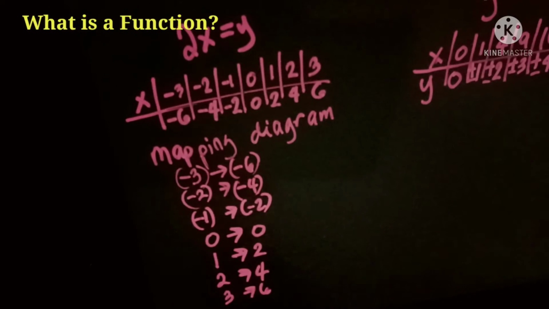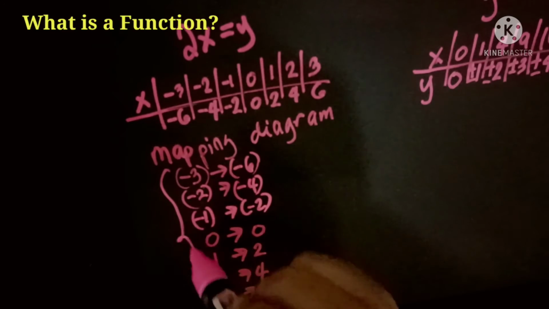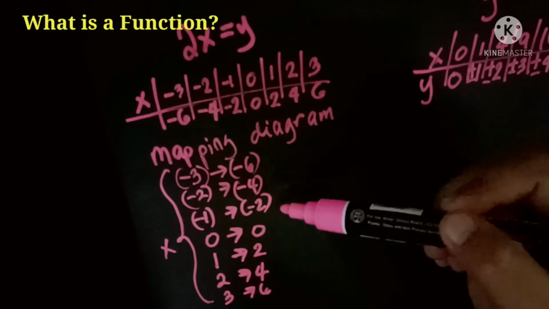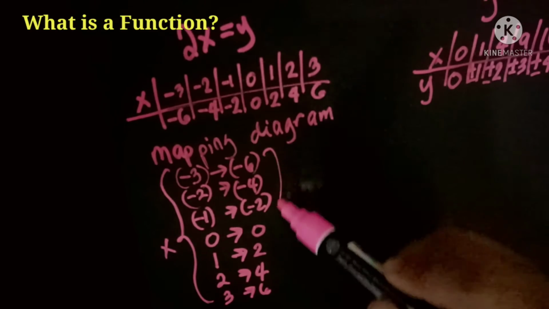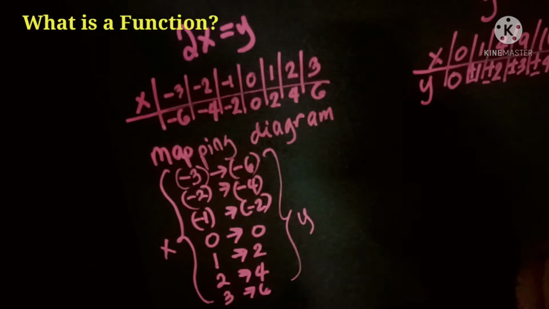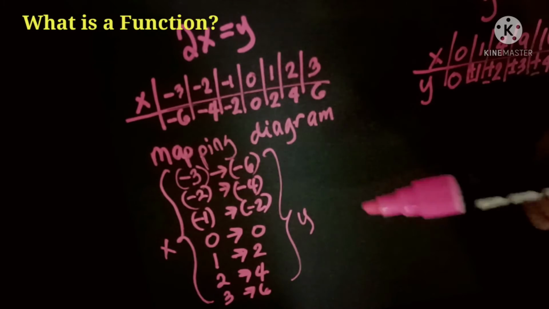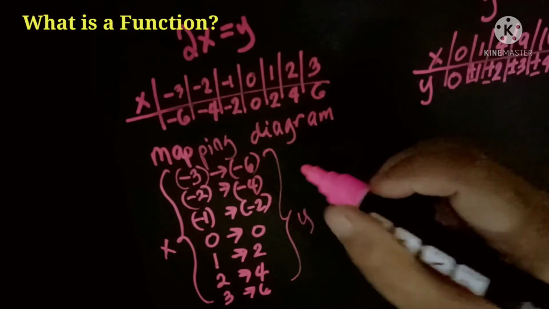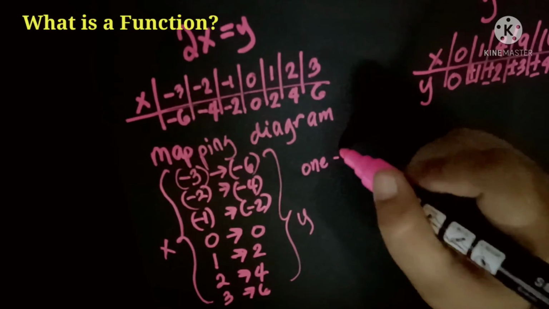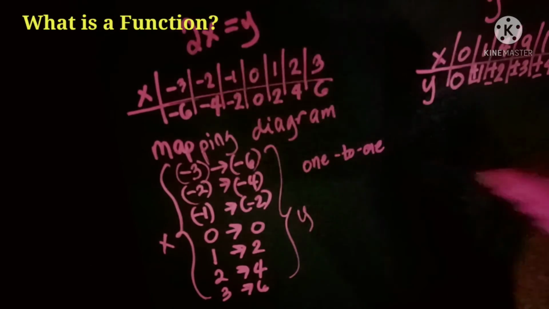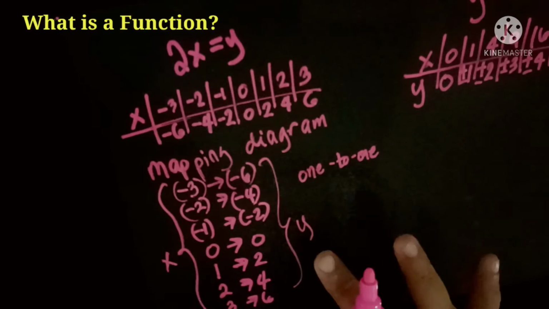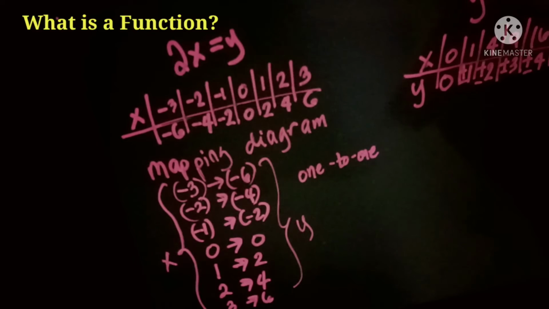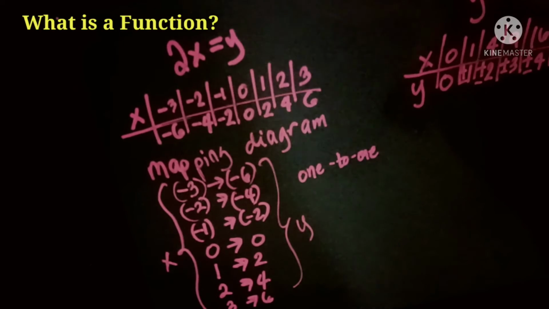Notice that for every x value, this is the x value, there corresponds exactly one y value. So this is the y values. In other words, in this mapping diagram, there is a one-to-one correspondence between x and y values. Let's go to y is equal to positive negative square root of x.